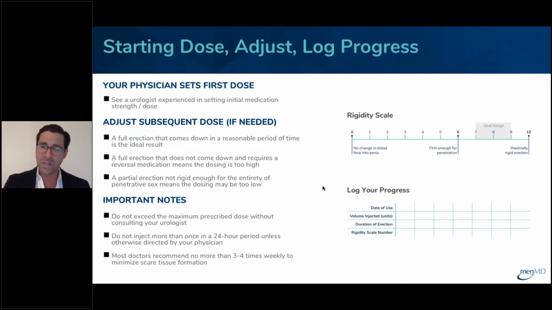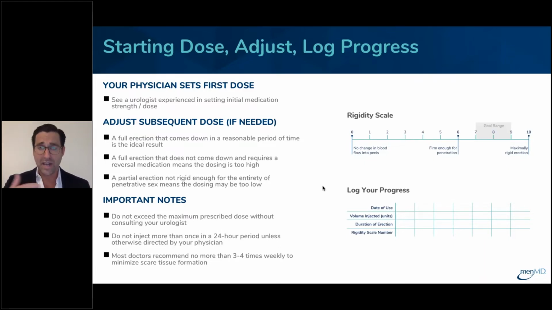You're looking for this rigid erection. You see the rigidity scale from 0 to 10. You want something that's rigid enough, firm enough to be able to penetrate, and something that lasts long enough but doesn't last too long. And so you always want to start off with 10 units. The first time somebody injects, which would be just a few minutes before intercourse, they would inject the penis, and we'll go over a little bit about the technique in a second.